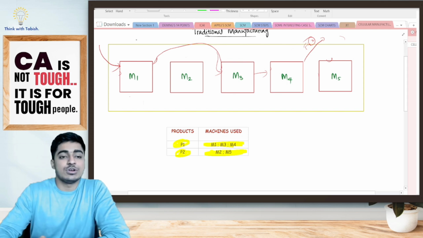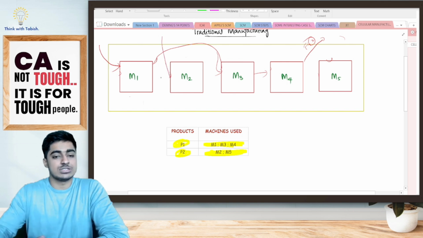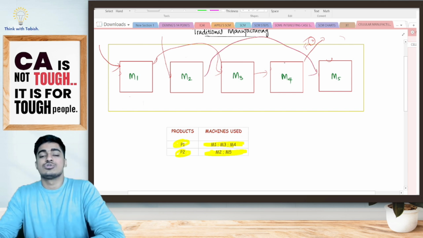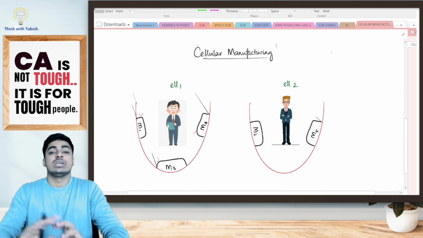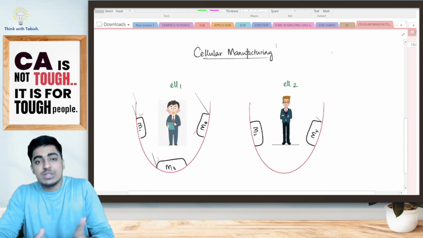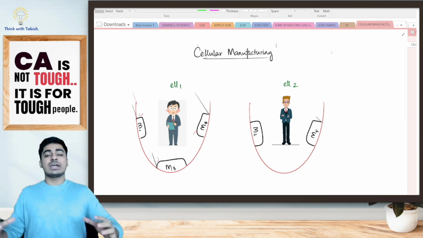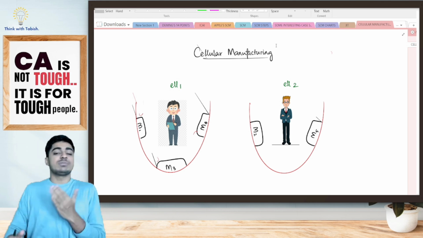Again, to produce product 2, say for example product Y, raw material should first go to machine 2. From here all the way, an employee should move this to machine 5. So what is cellular manufacturing telling? Cellular manufacturing is telling us to come up with a new model wherein we divide our factory in the form of cells, different cells, having a U-shaped design.